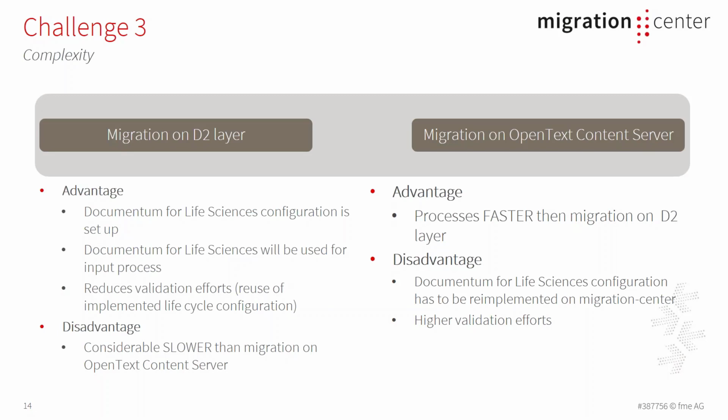Again, this depends on the volume of the documents we will migrate. Migration on the OpenText content server is much faster than migration on the D2 layer, but the validation effort is higher because it's manually set up, artificially set up, like it is a Documentum for Life Sciences. The OpenText content server will be customized for that.